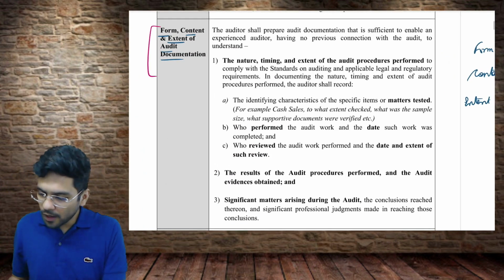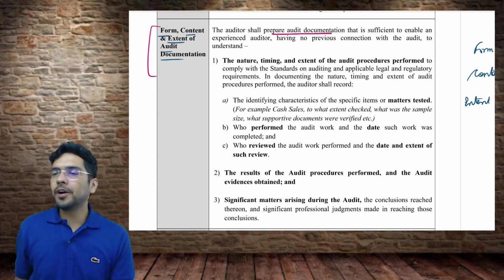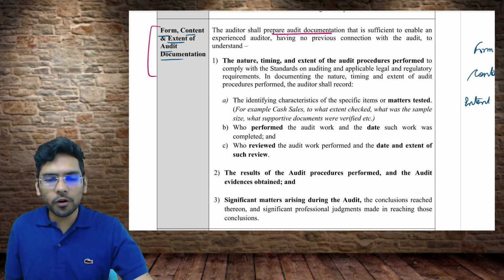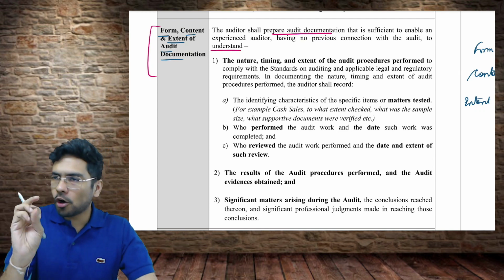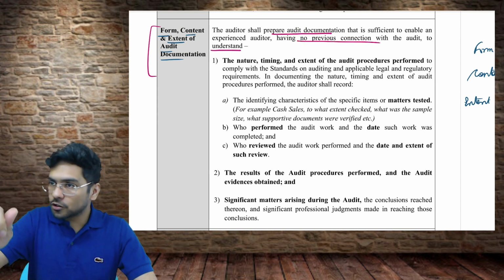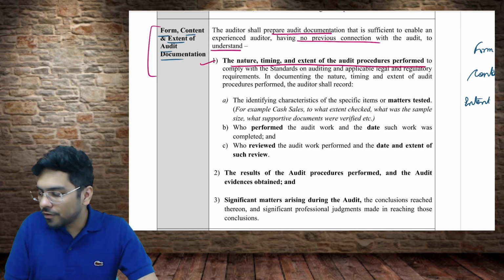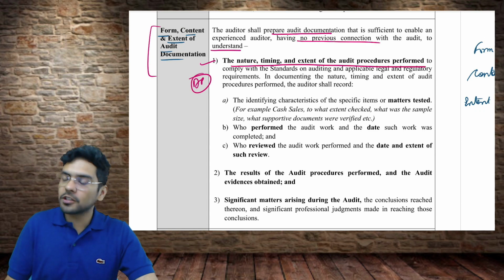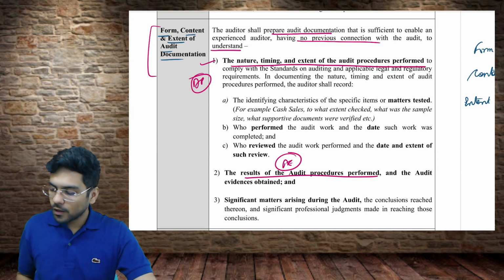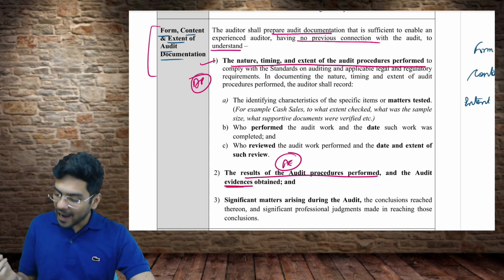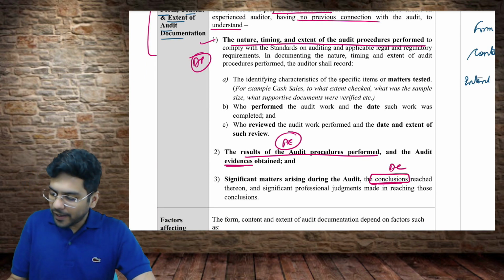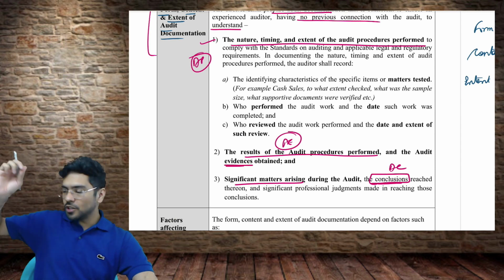It says the auditor shall prepare audit documentation that is sufficient to enable an experienced auditor, having no previous connection with the audit, to understand. He should have audit documentation in such a manner that any other auditor having no previous connection with this audit will understand the nature, timing, and extent of audit procedures, did I tell you this already? Then the results of audit procedures performed. What is the result? Nothing but evidence. They have mentioned it, audit evidence. And finally, any significant matters, and ultimately the conclusions reached thereon.